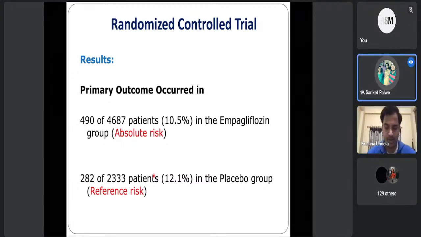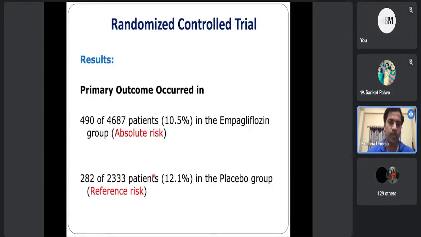So I've got 0.86. That's good, Sanket. Can you please explain how you calculated that relative risk? So I took A as 490 and C as 282. And A plus B is 4687 and C plus D is 2333. Exactly, so those are the values we are going to have.